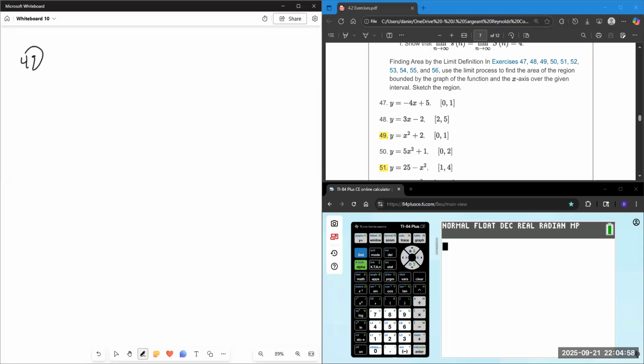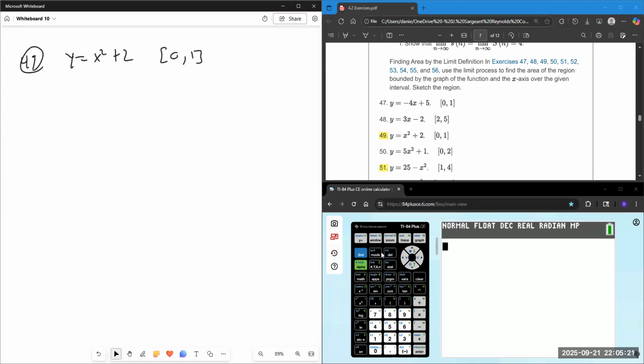So 49 tells us that y is equal to x squared plus 2, from 0 to 1, and asks us to use the limit process to find the area of the region bounded by the graph, and sketch the region. So we're going to do a little bit of drawing. I'll let my calculator do the drawing for me.